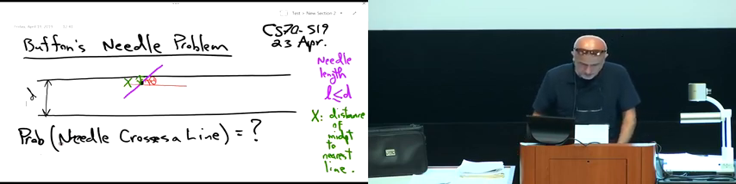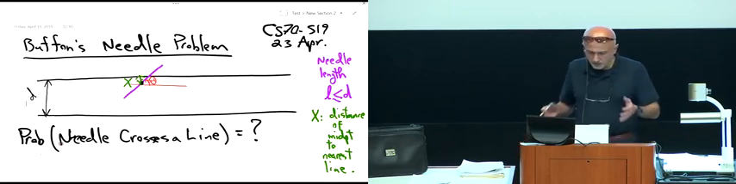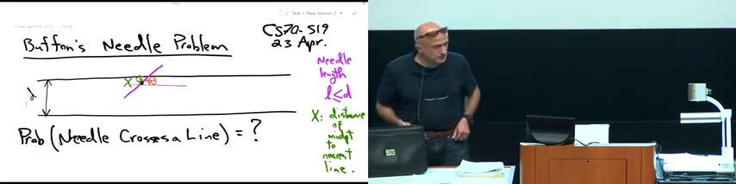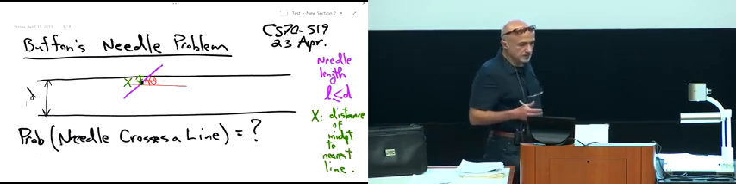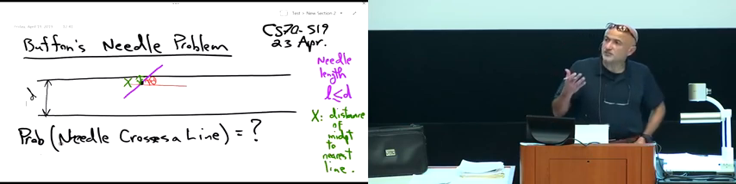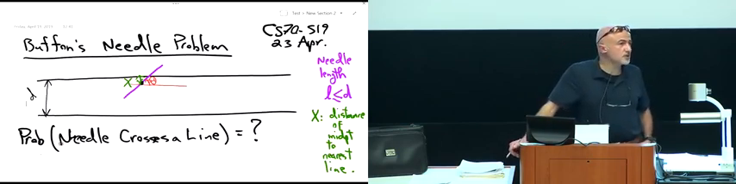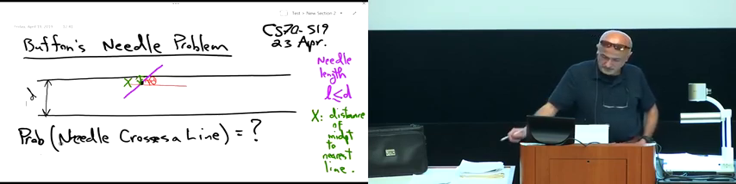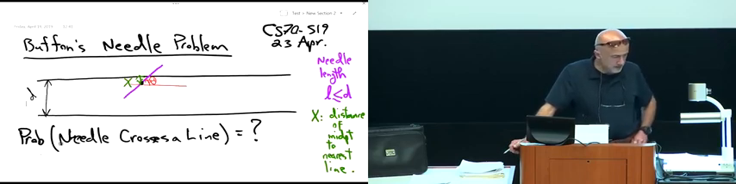So, can you tell me how I would label this diagram if I were to articulate what it means for the needle to cross a line? What does it mean for this needle to cross the line? I want everybody to think of it. Talk to your neighbors and see what that would mean.